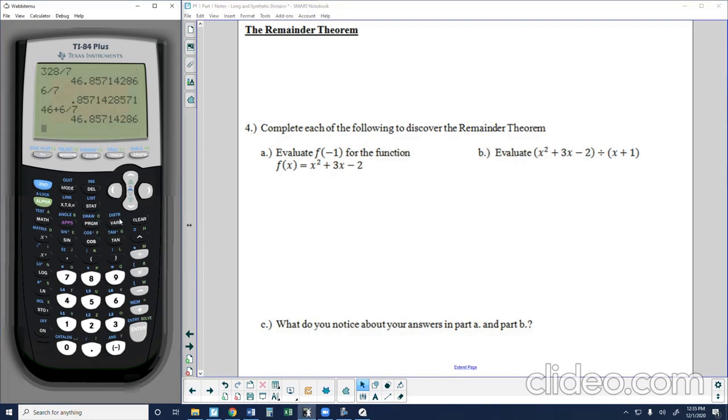So hopefully you've had a chance to look this over. In part A, it says evaluate f of -1 for the function. So remember, this notation means that we are going to input -1 as a value for x. I'm going to do that over here in the calculator so that you can see that work. And we'll find out that f of -1 equals -4.